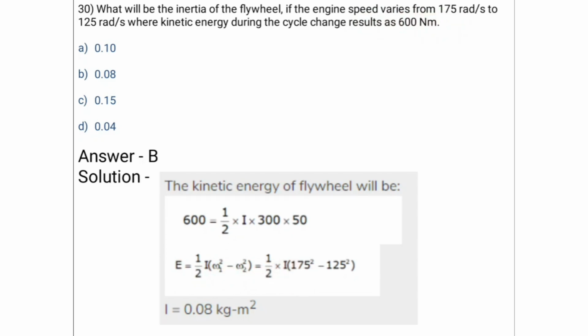Here all the values are given. Energy is given as newton meter, that is joule. 600 newton meter, just put the value over here. You have to find I, the unknown parameter; 175 is the angular speed given, and 125 is also given. Just put them over here, and you will get the inertia as 0.08 kg meter square, that is option number B.